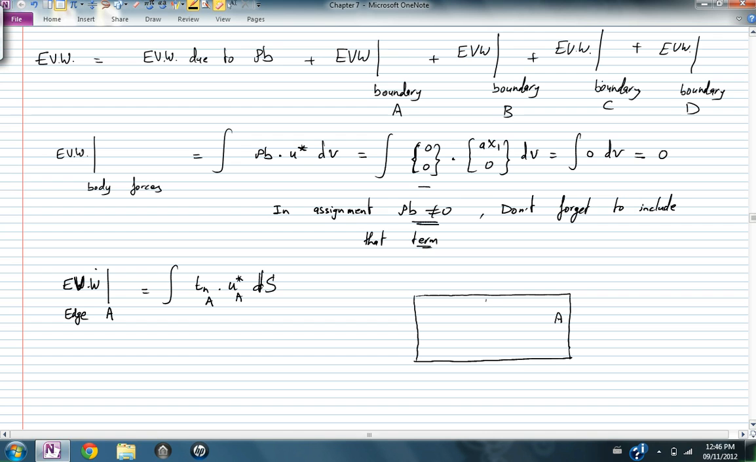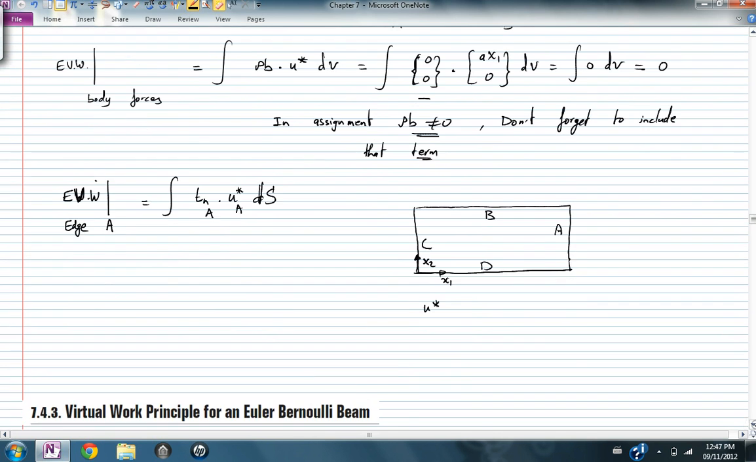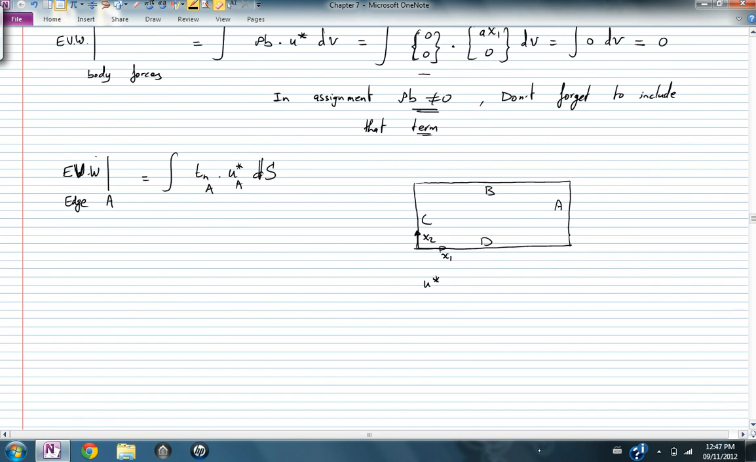This is boundary A, boundary B, boundary C, boundary D. This is x1, this is x2. u star is equal to the displacement, a multiplied by x1. That's the horizontal component. It's equal to a x1, and 0. So the virtual displacement on the boundary A, x1 on the boundary A is equal to 2. So this is equal to 2a, 0, because on the boundary here, x1 is constant at 2.